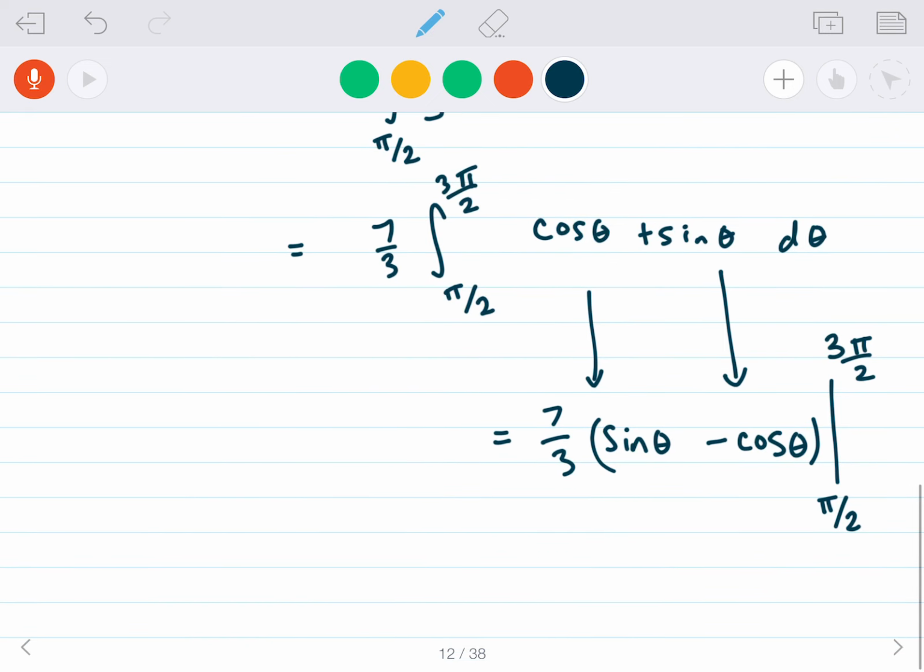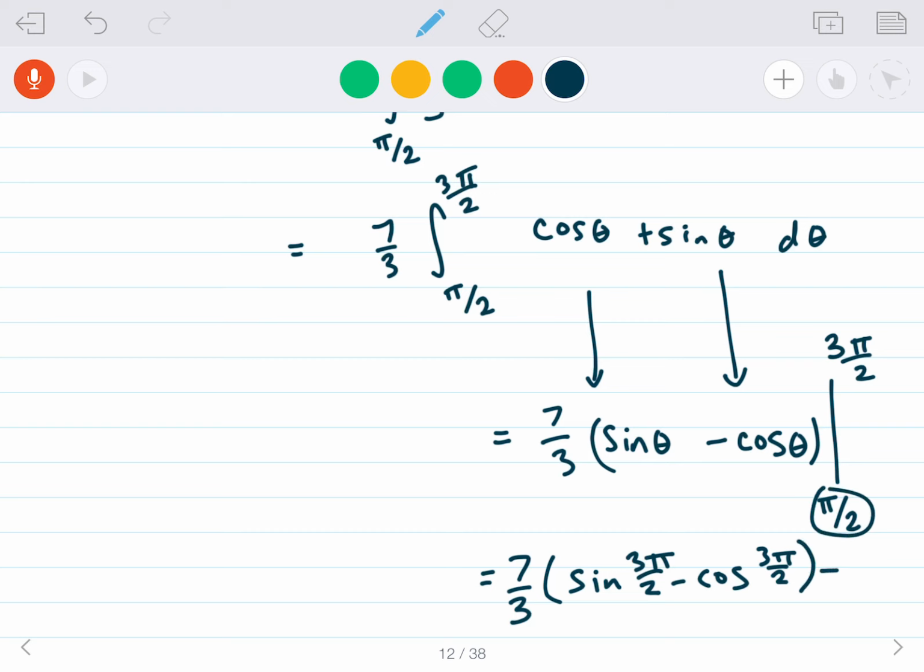If I plug in 3 pi over 2, I have 7 over 3 times sine of 3 pi over 2 minus cosine of 3 pi over 2, minus, now I plug in my lower bound. I'm running out of room, so I'll just write it down here. Minus sine of pi over 2, minus cosine of pi over 2.